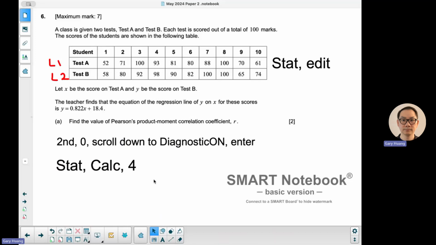So the R value, make sure you round off to 3 sig fig, should be 0.901. Round off to 3 sig fig. That's part A.